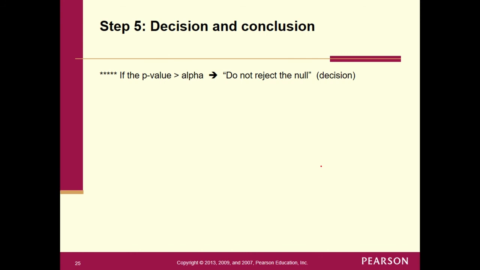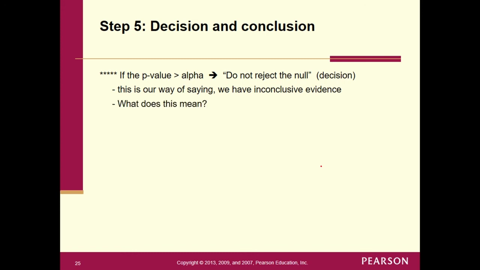So notice that basically this is our way of saying we have inconclusive evidence. We don't know. This is our way of saying we don't know. So what exactly does this mean? Basically, all possibilities are still reasonable.